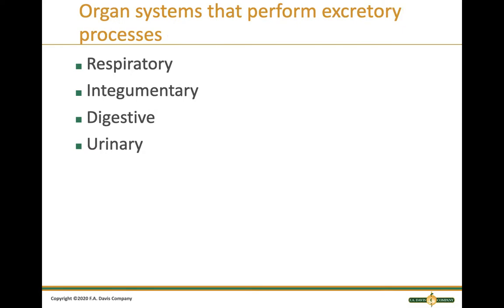And we need to know the four organ systems that perform excretory processes. So respiratory is one. It gets rid of carbon dioxide. Integumentary is one. Through our sweat glands, we get rid of water and salts. Through the digestive, we get rid of feces, any undigested materials. And then the urinary gets rid of all the waste from our blood. So we need all of them working together to keep us healthy.